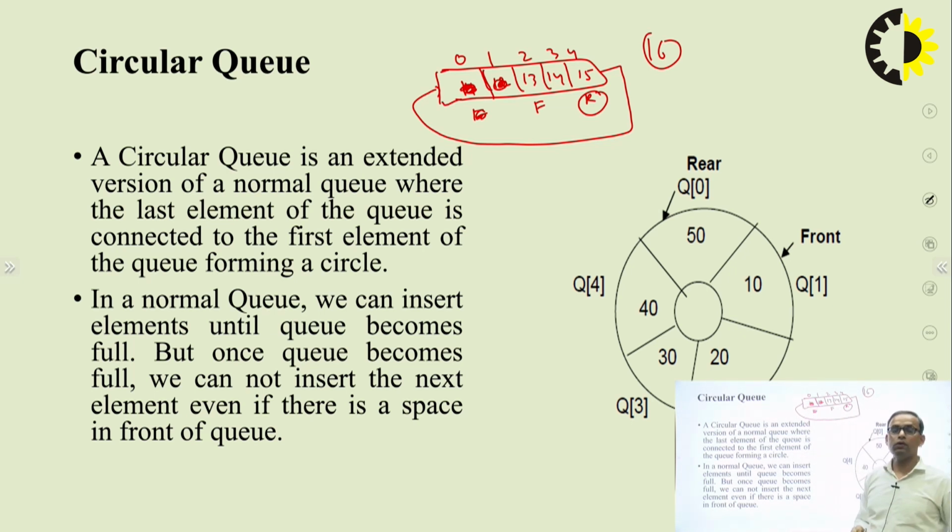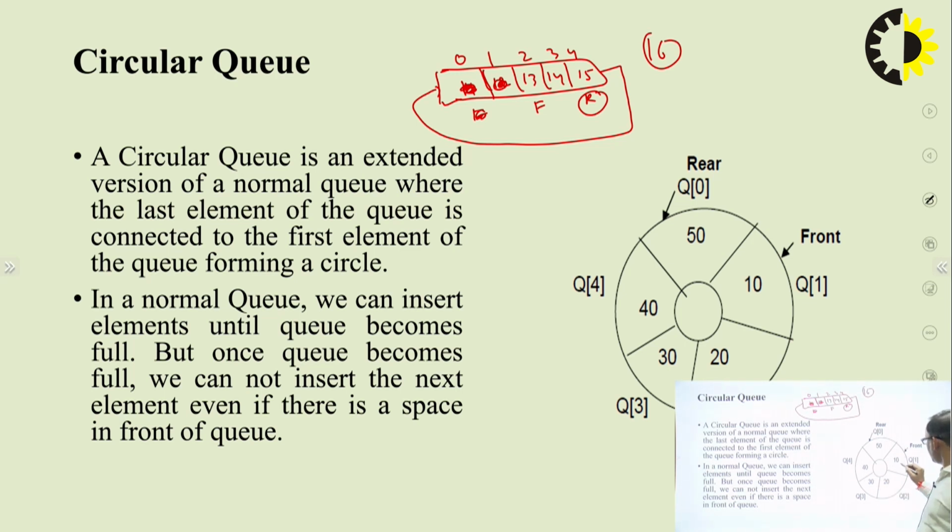In case of a circular queue, we perform the circular increment of the rear end. So after n, we can start the insertion from the beginning. This is the concept of the circular queue. This is the pictorial representation of the circular queue. This is the 0 index, this is 1 index, 2 index, 3 index, 4 index.